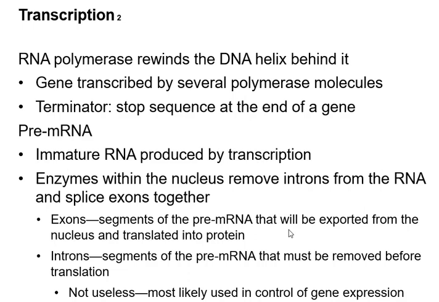But the pieces that are going to exit the nucleus, the exons will exit the nucleus, they're spliced together. So you started out with a big long piece of messenger RNA. You cut out pieces which are going to stay in the nucleus. The introns stay in the nucleus. And the exons are put back together into a much shorter messenger RNA. And it's that shorter version of messenger RNA that goes out through the nuclear pore and finds a ribosome.